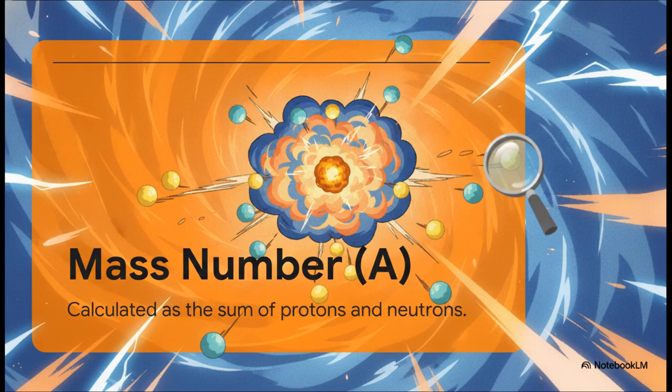Building directly on that, we have the mass number, represented by the letter A. If the atomic number tells you exactly what element you're dealing with, the mass number is basically the total weight class of the atom. Since electrons are incredibly light, almost all of an atom's mass is sitting right in that dense nucleus. So, the mass number is calculated simply as the total sum of the heavy particles, protons plus neutrons.